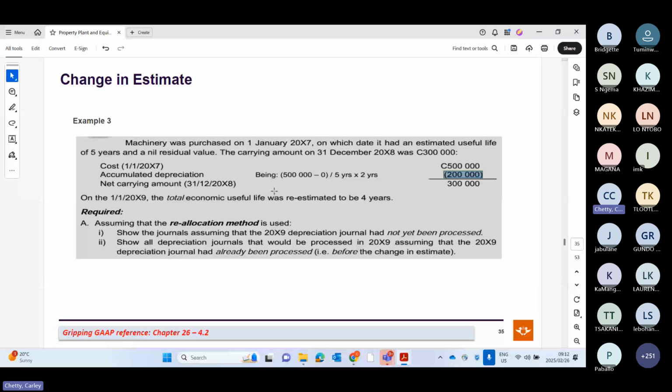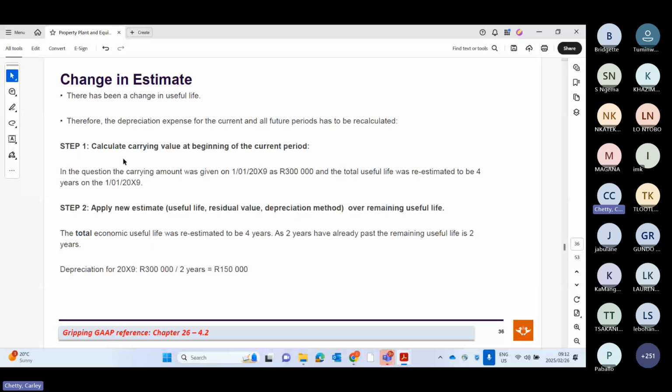So there has been a change in the useful life. It was 5 years when the asset was purchased. Now it is 4 years, 2 years later. So therefore, the depreciation expense is definitely going to change. So step 1, we need to calculate the carrying value at the beginning of the current period.